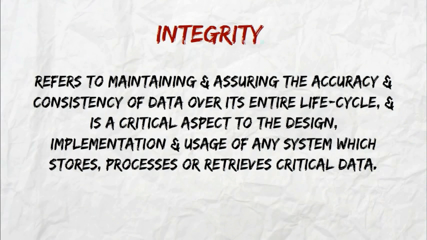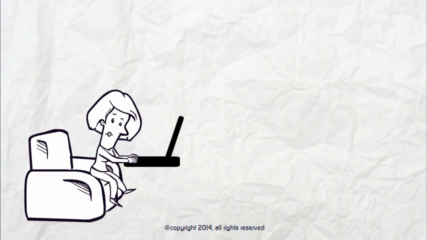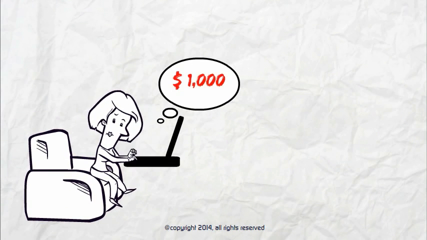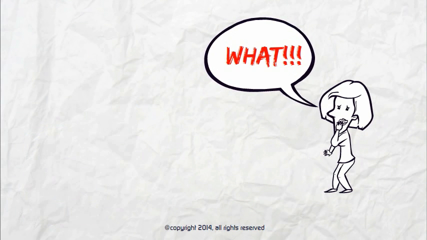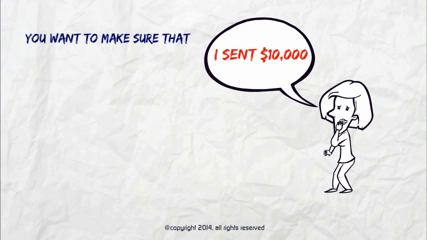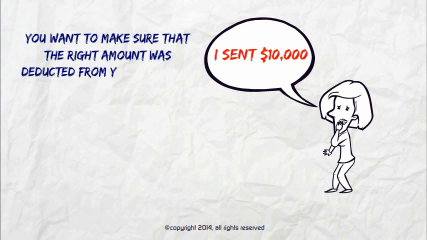Here is an example of integrity. If you are sending an online money transfer for $1,000 but the information was tampered in such a way that you actually sent $10,000, it could prove to be very costly for you. You want to make sure that the right amount was deducted from your account. This is an example of integrity of a transaction.